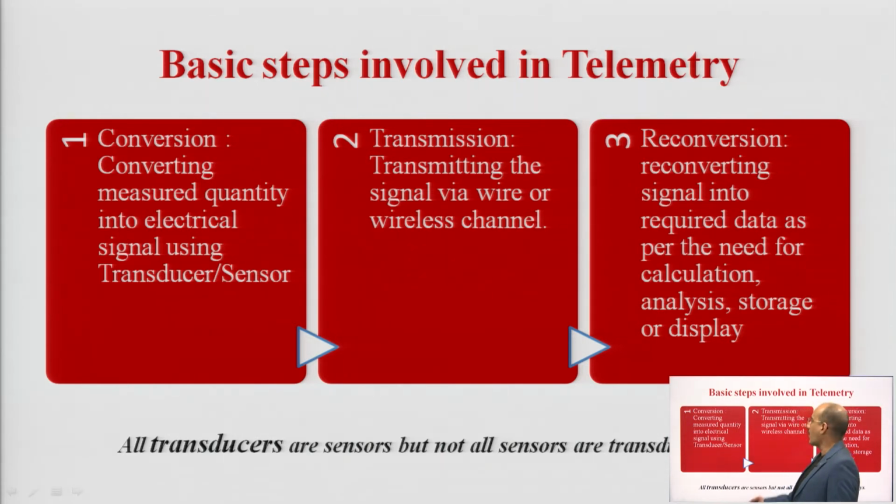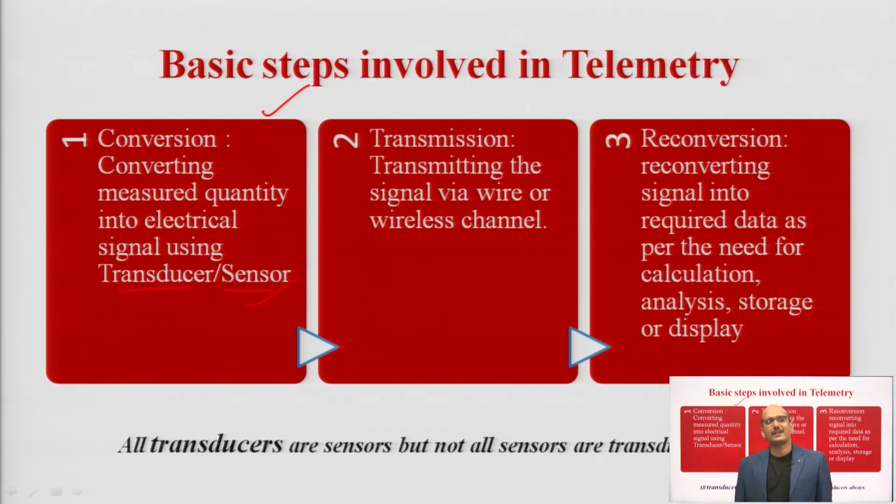Then, when you are talking about the basic steps involved in telemetry, the very first point is conversion. That particular point is related to the conversion of a physical quantity into an electrical signal. As you are measuring the temperature, you have to convert that data into an electrical signal so that it can be processed. For that conversion process, we use a transducer or sensor for the measurement of a physical parameter.